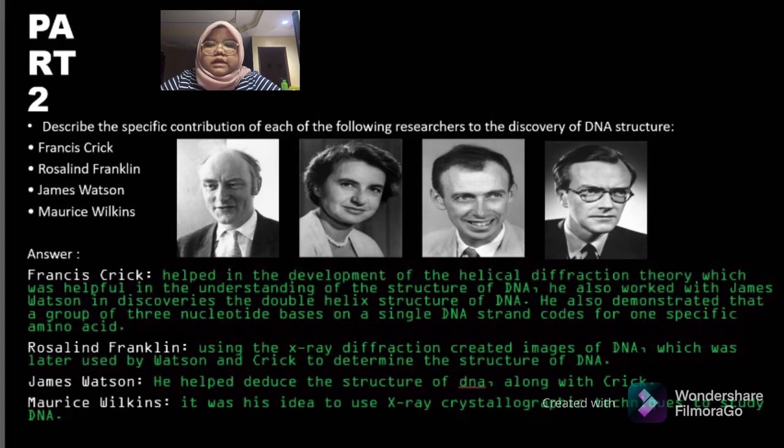He also demonstrated that a group of 3 nucleotide bases on a single DNA strand codes for one specific amino acid. Rosalind Franklin, using X-ray diffraction, created images of DNA, which were used later by Watson and Crick to determine the structure of DNA. James Watson helped deduce the structure of DNA along with Maurice Wilkins, and it was his idea to use X-ray crystallographic techniques to study DNA.